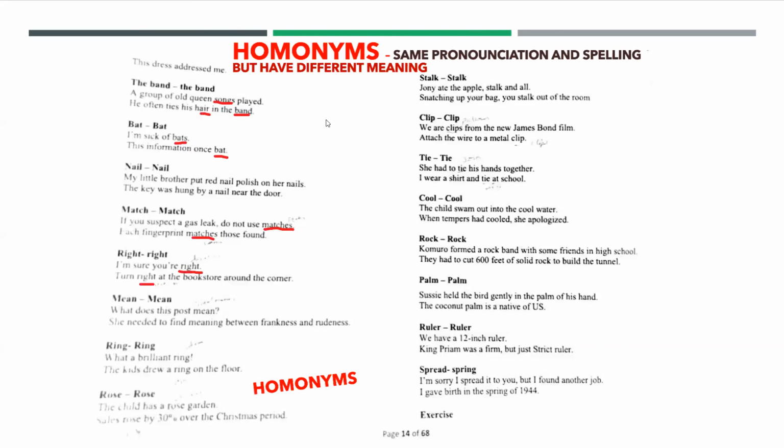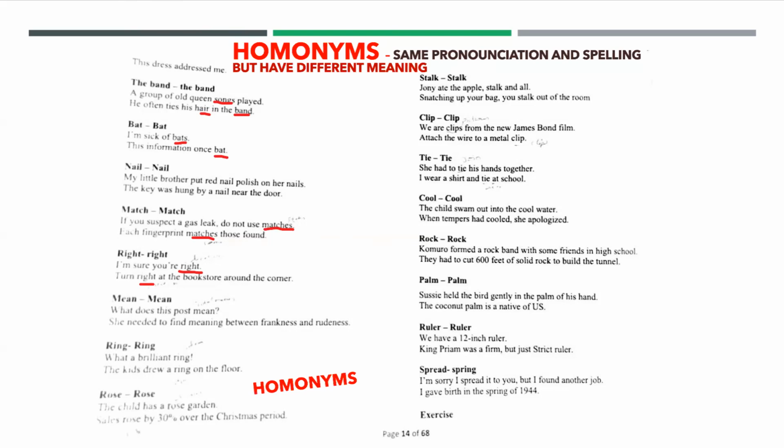Then we have the homonyms. Homonyms are words of the same pronunciation, but they have different meanings. Pronunciation and spelling of the word will be the same, but it will have different meanings. I will make you understand with two simple words here. Right and right, the spelling and pronunciation both are the same.